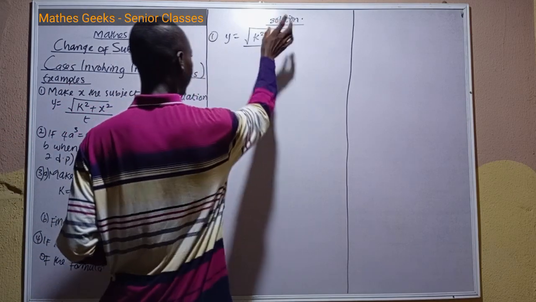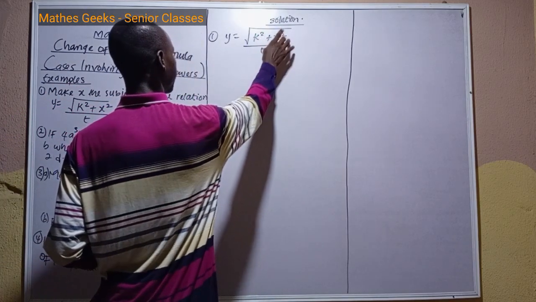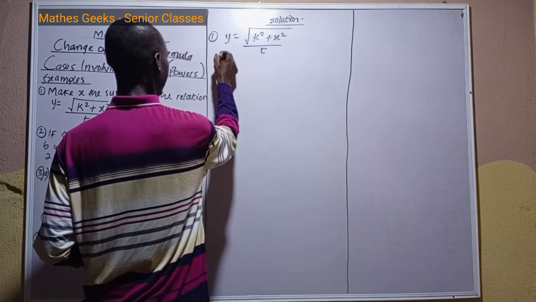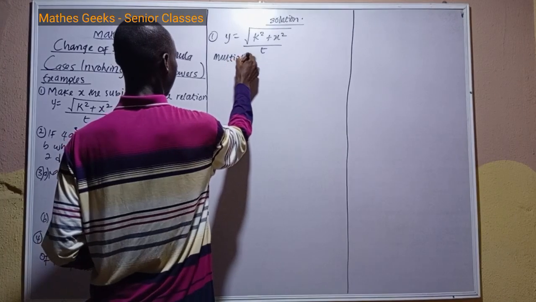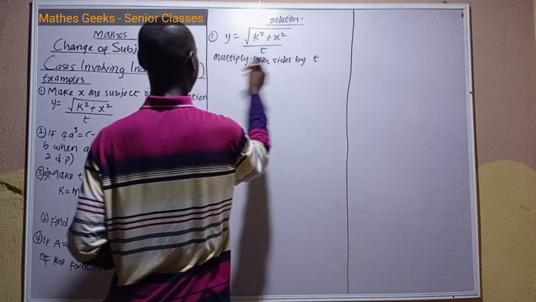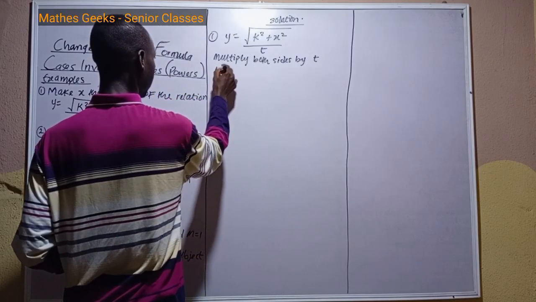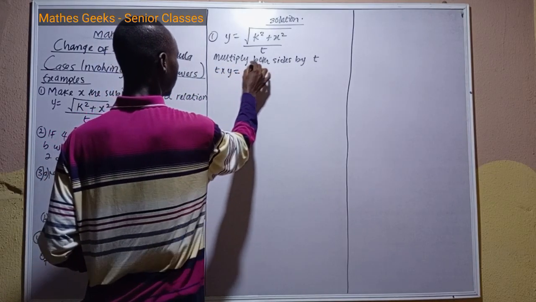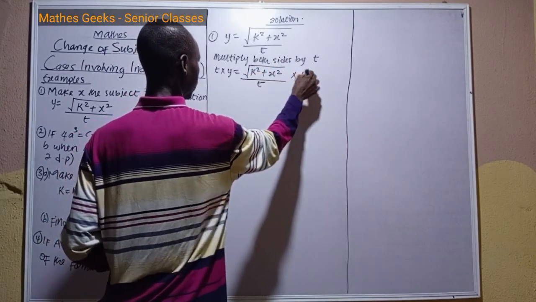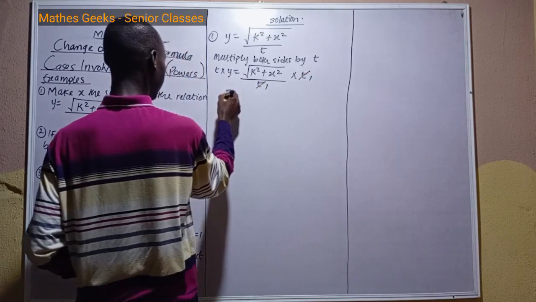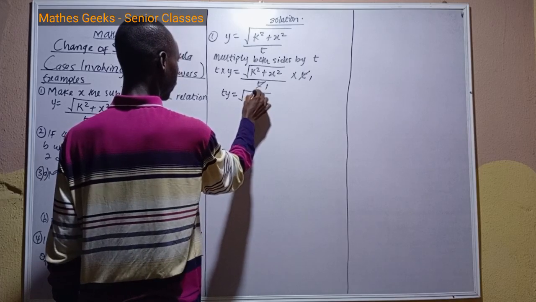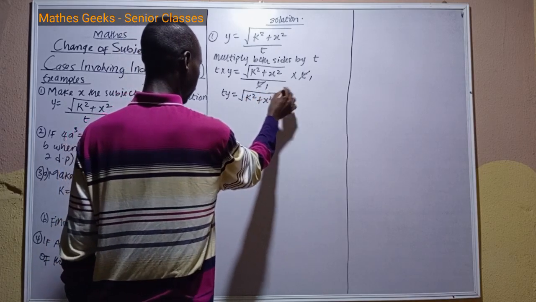So, first of all, let's start by eliminating t from here since we are going to make x the subject of the formula. So to do that, multiply both sides by t. So t times y is equal to the square root of q squared plus x squared over t times t. Cancel. So t y is equal to the square root of q squared plus x squared.